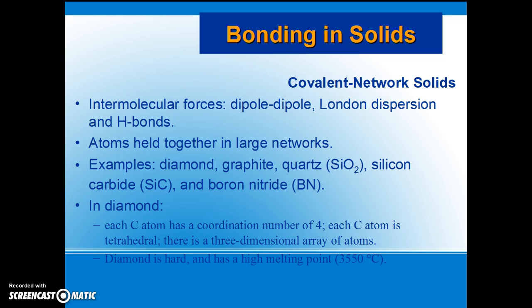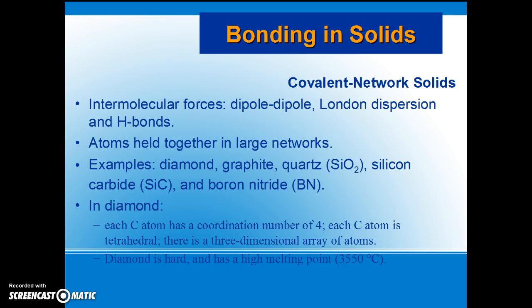Now, the covalent network solids have forces that hold atoms together in large networks. For example, a diamond is held together by covalent bonds in a network. Graphite, like the graphite in your pencil, quartz, silicon carbide, and boron nitride are all held together by very, very extensive networks of covalent bonds. In diamonds, each carbon atom is bonded to four other carbon atoms that are tetrahedrally spaced around it. So there's a three-dimensional array of atoms.